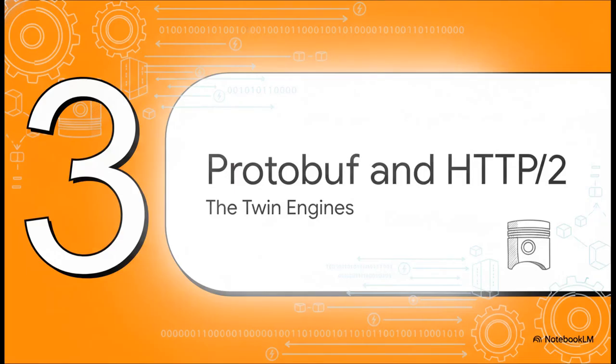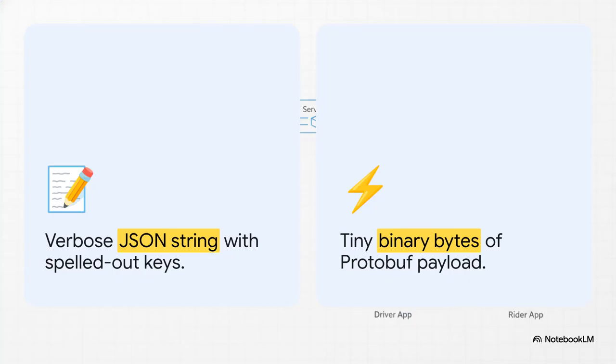Moving on to part 3, protobuf and HTTP/2. Now, what's really interesting about this is how these twin engines power the whole thing. These twin engines are absolutely key to understanding why gRPC completely outpaces REST. When you compare a verbose JSON string with all its spelled-out keys to protocol buffers, or protobuf, the difference is night and day. Protobuf serializes that exact same structured data into a tiny fraction of binary bytes.